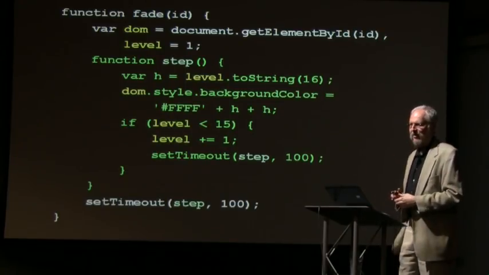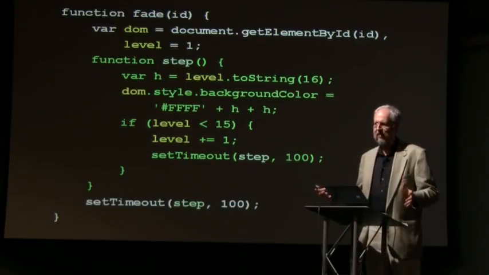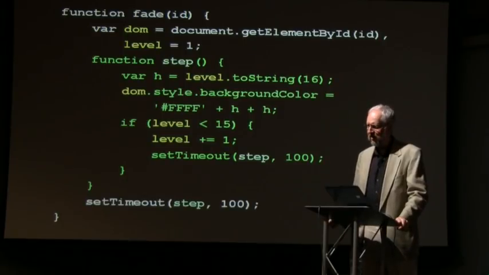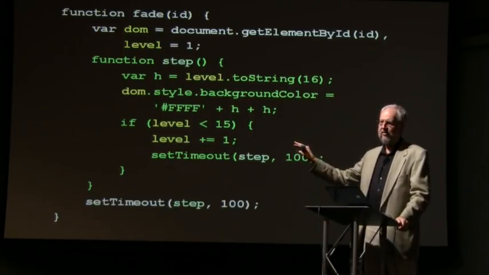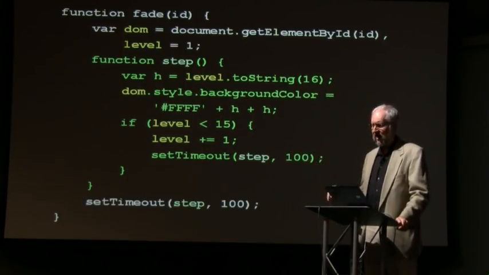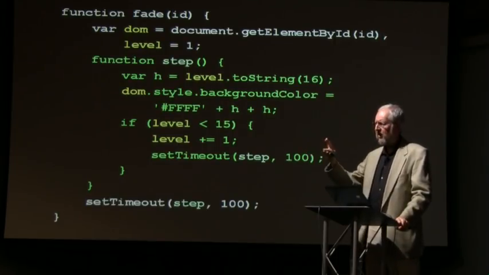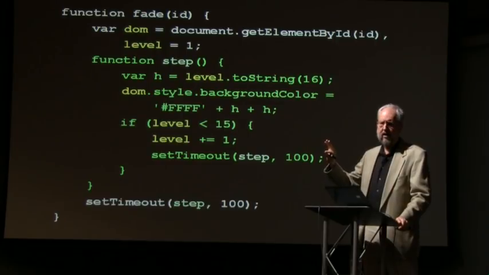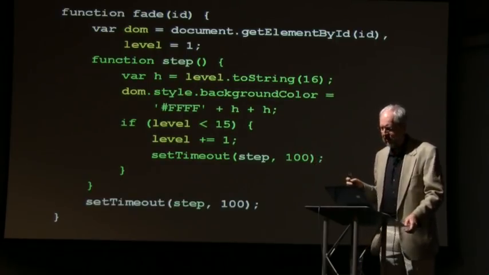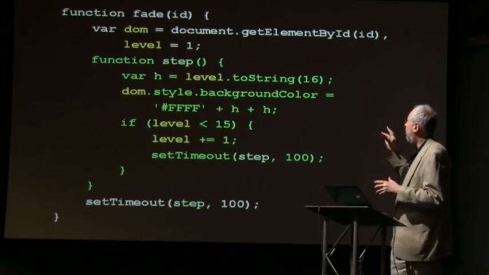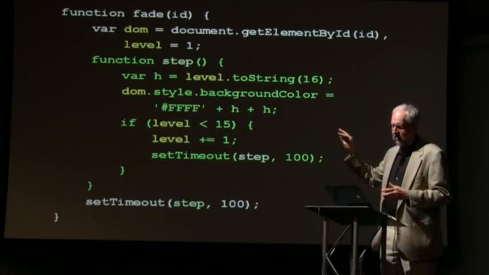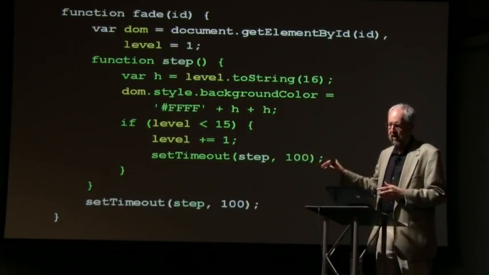Okay, here's another example, a fade function. This is something you might do in an Ajax application. I want to take some object, maybe a div or something, and have it fade from yellow to white, maybe as an indication to the user that something changed and they should pay attention to it. So I've got my fade function. First thing I do is find a DOM element.